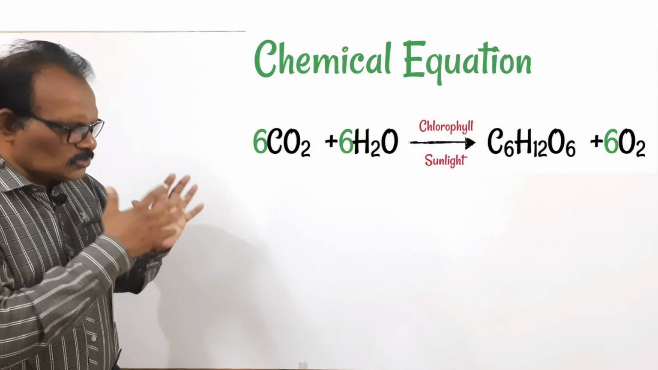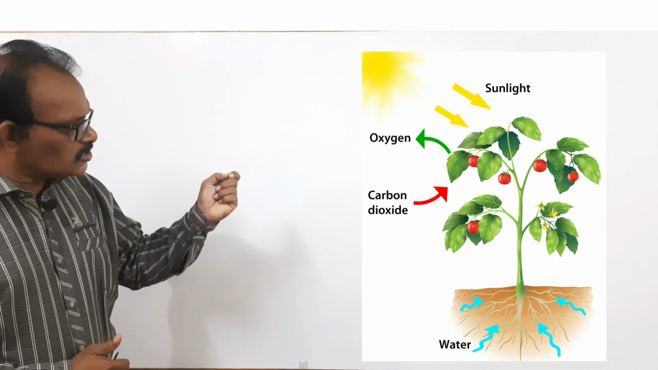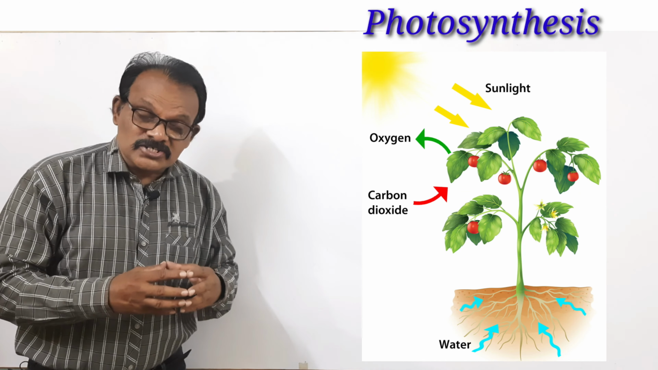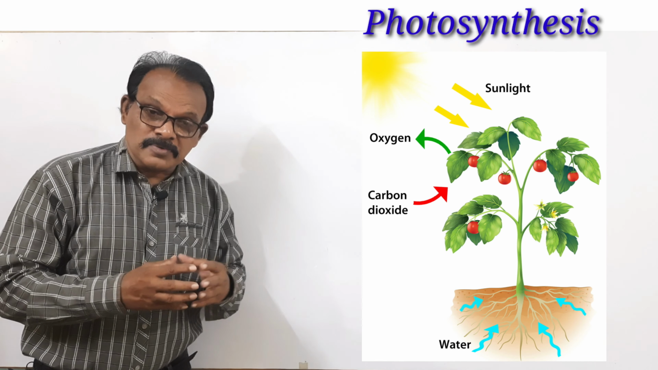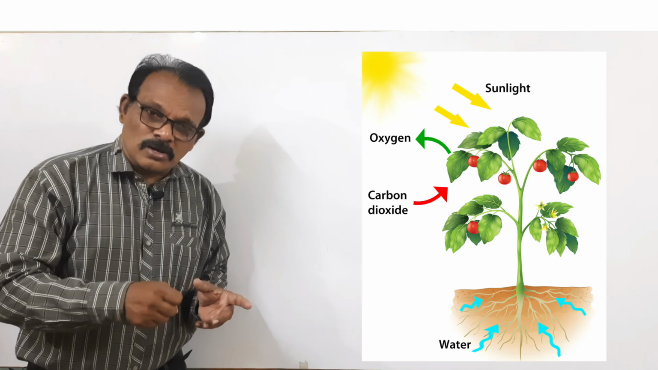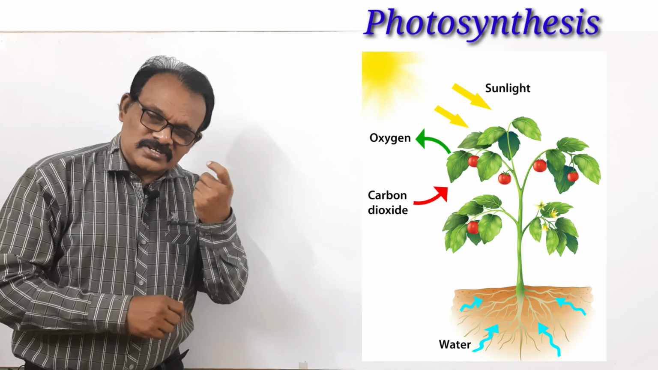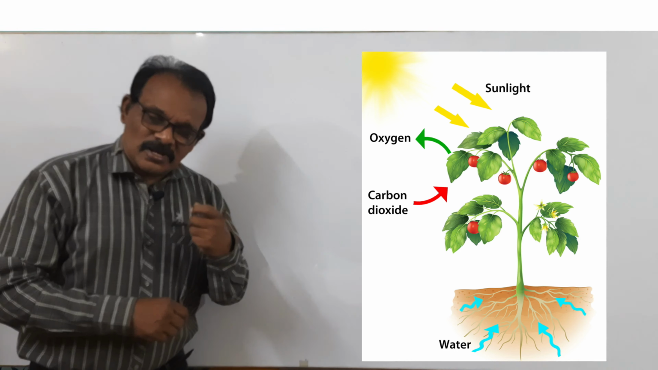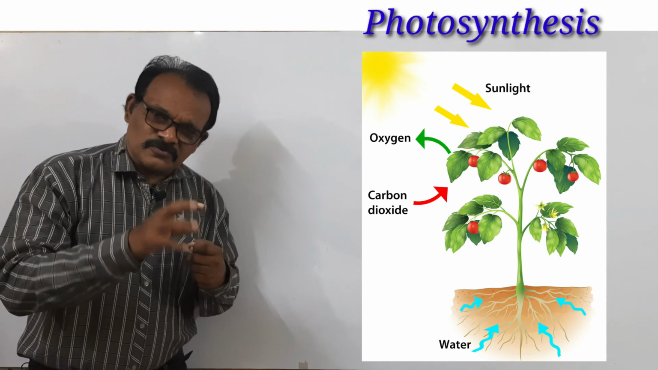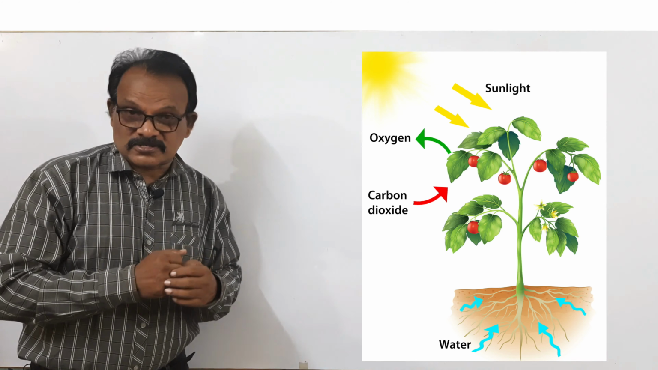Now this is photosynthesis. Once again, I will just explain in a short manner. Photosynthesis is the preparation of food by green plants by means of water and mineral salts absorbed by roots from the soil, and from the atmosphere they take in carbon dioxide and light, and with this they prepare their food. This preparation of food by green plants is called photosynthesis.